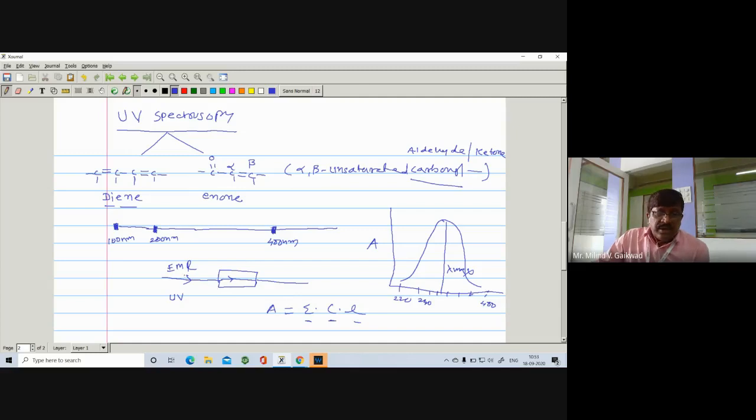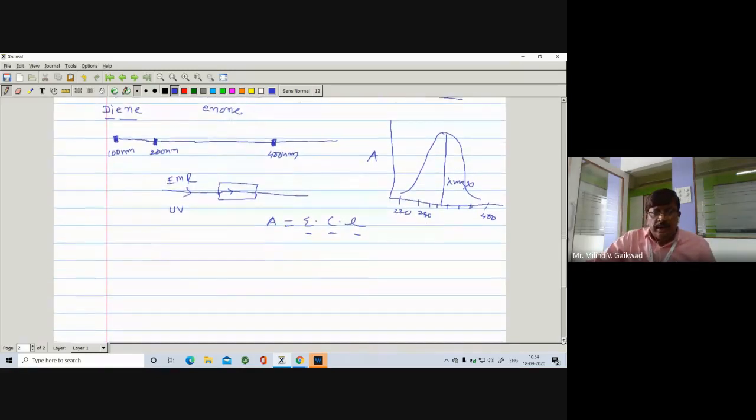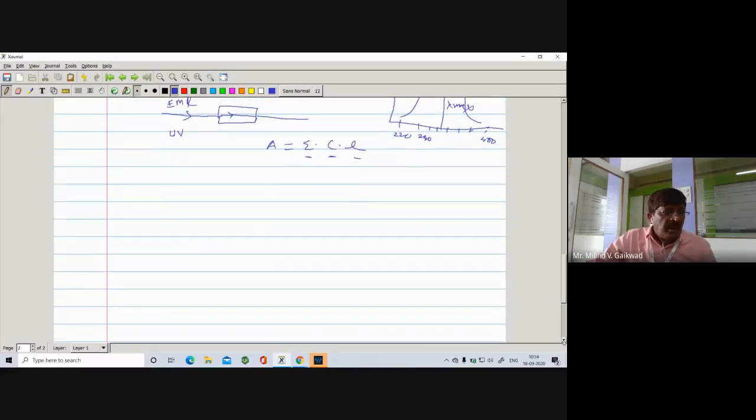Okay, so which radiation do we use? We are using ultraviolet radiation. What is the range? The range is 200 to 400 nanometer. What is the use? It is useful to find out the presence of a diene and enone system, then an aldehyde or a ketone. The 100 to 200 range is not useful from an organic point of view, so we use that in the vacuum spectrophotometer, right? So this is in general about UV spectroscopy.